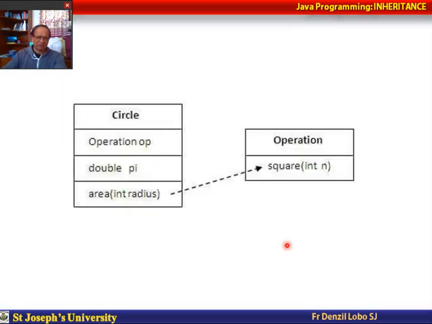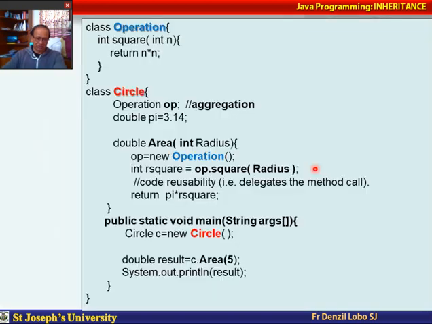So for example, I have one class here, and I'm going to make a reference to this operation and use the square in this circle class. Operation is one class, circle is one class. Here I make a reference to this and use the method of the operation class. We'll take that example. Operation here is a class by itself. There is one more class, circle, by itself.